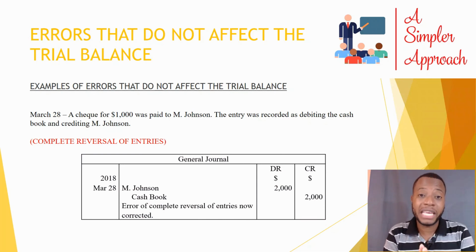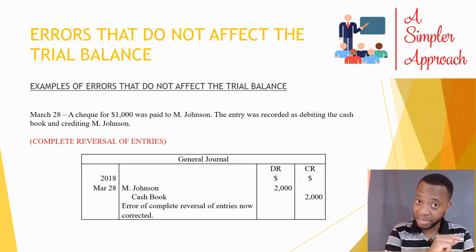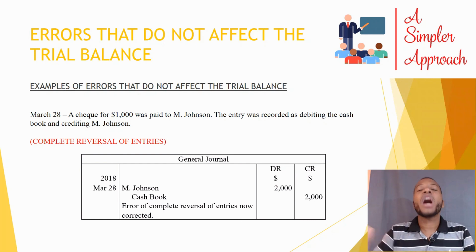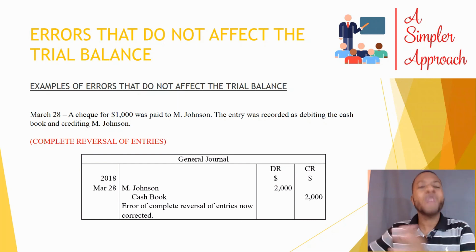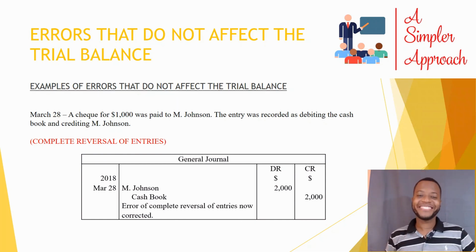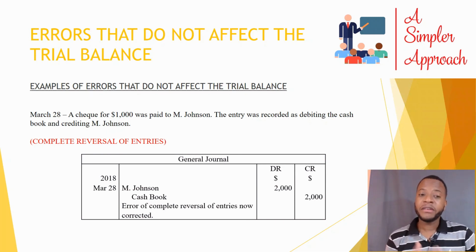And the same thing applies for the cash book. You would credit the cash book. In doing that, you would squeeze out the debit entry that was placed by mistake and then leave the other 1,000 for what should have been there in the first place. Okay? That's the little trick to this error. Okay? And my narrative, error of complete reversal of entries, now corrected. Simple. Done.